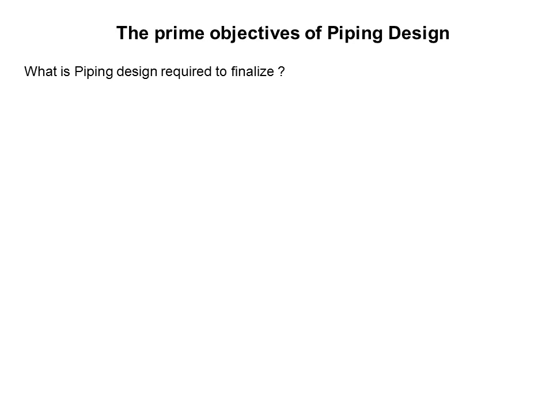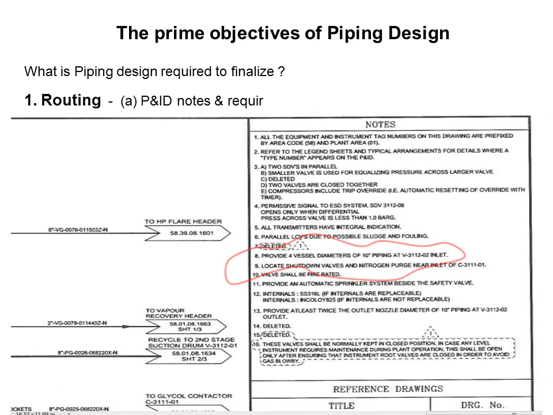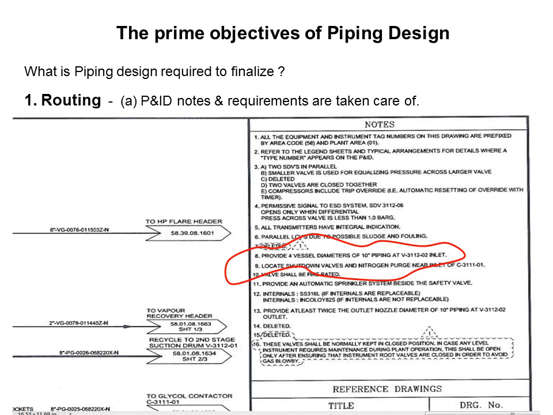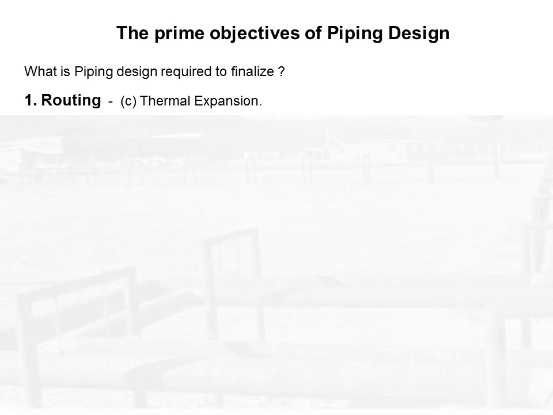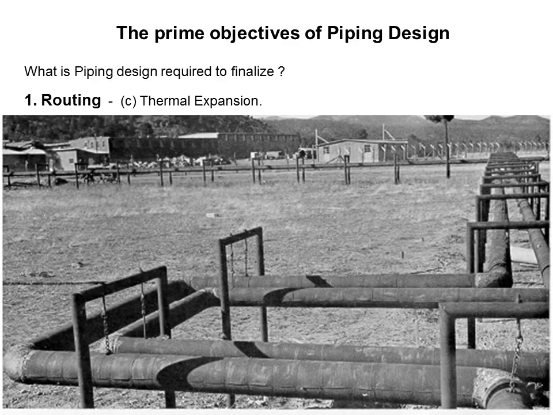So finally, we design a piping system. What is it intended to finalize? Piping design is first of all intended to finalize the routings, and these routings are sometimes governed by P&ID notes and requirements which need to be taken care of. Again, the availability or the possibility of the structural member, and the routings are made so that it takes care of the excessive thermal expansion.